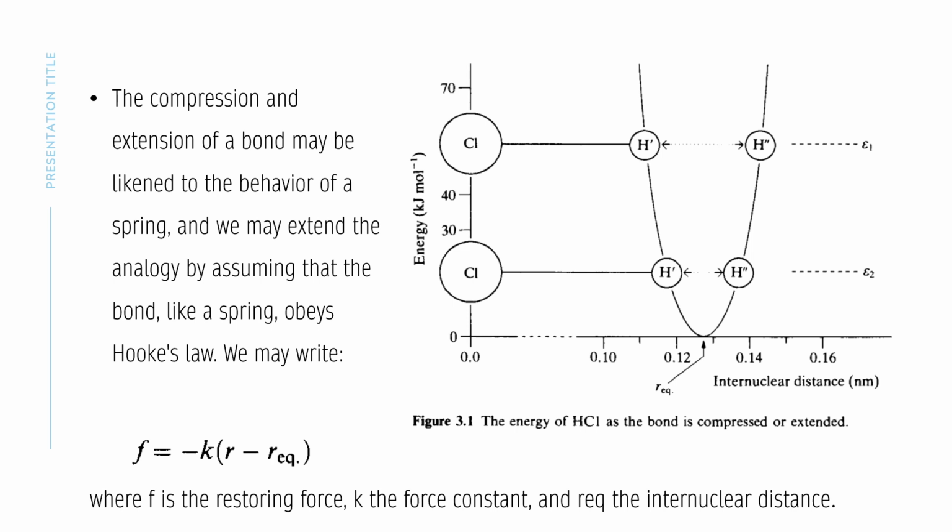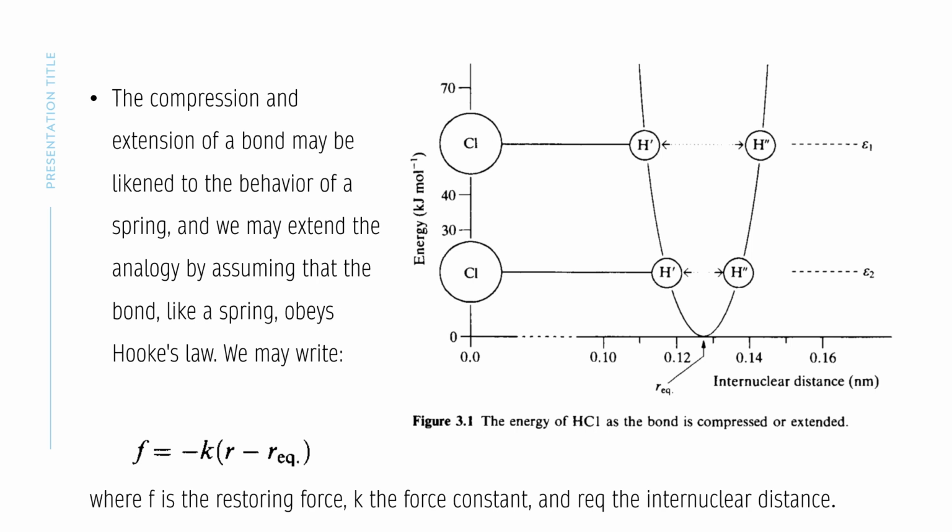So if we take the example of hydrogen chloride, this is chlorine which is anchored at the y-axis, and we imagine that we push the hydrogen atom. When it is in compressed form, it is represented by H prime, and when it is in extended form, it is represented by H double prime. E1 represents a lower energy, while E2 represents a higher energy or higher potential.